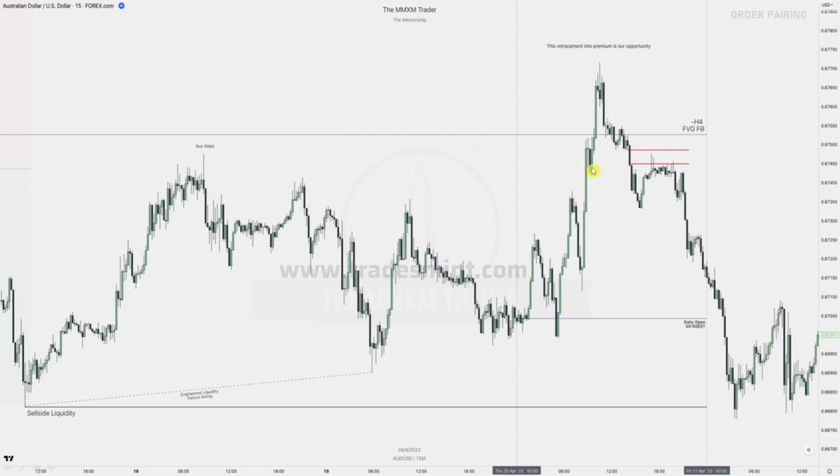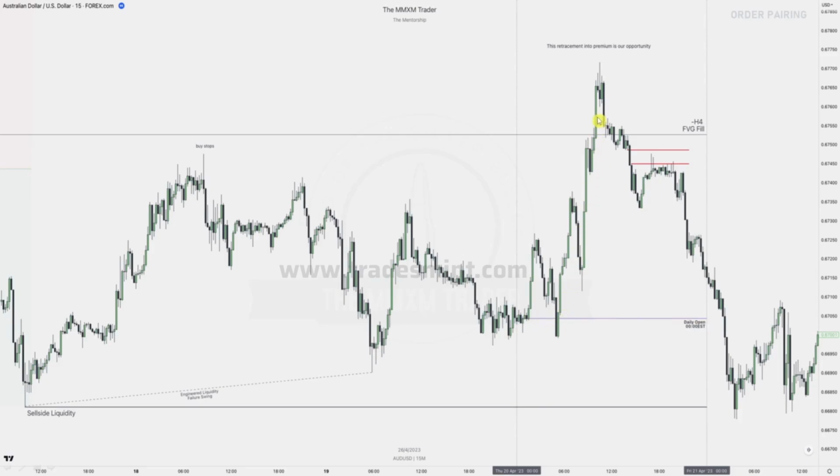We can see this breaker block over here is also in line with this fair value gap, making it even a higher probability fair value gap. So after the buy stops got raided, we wait for a break of structure, we wait for displacement, and then draw out your New York midnight open line, right?